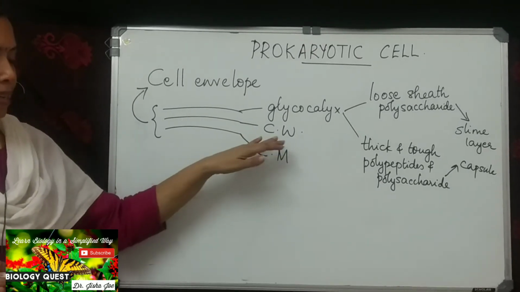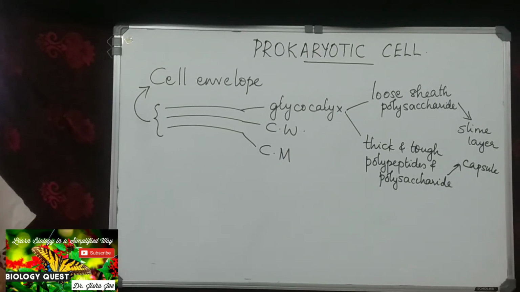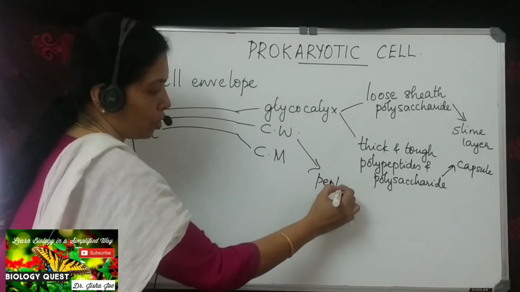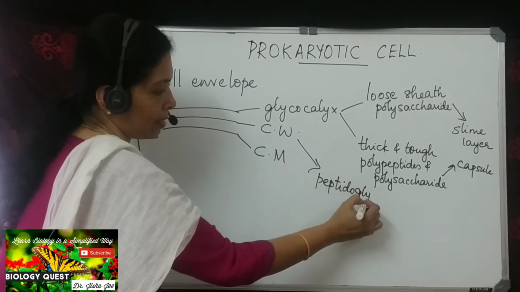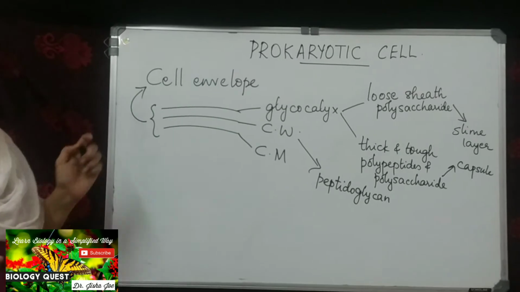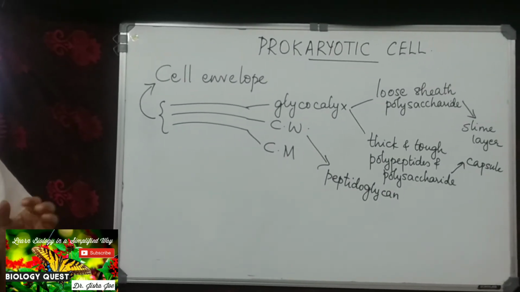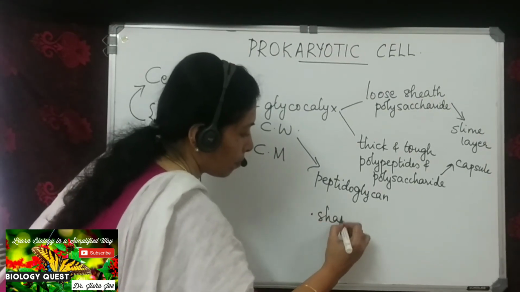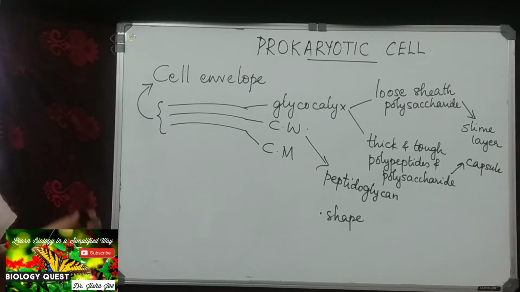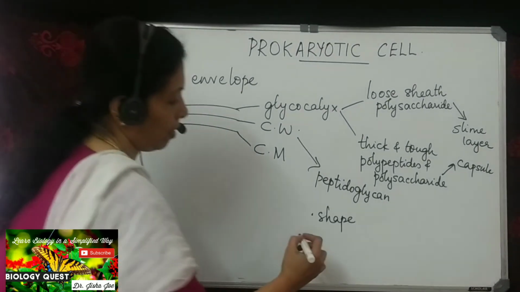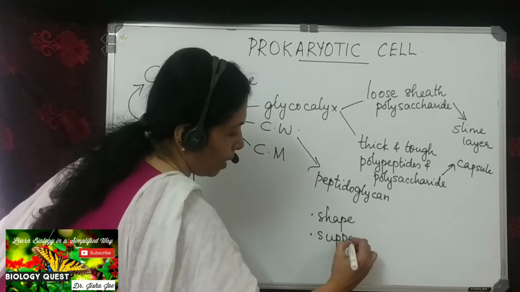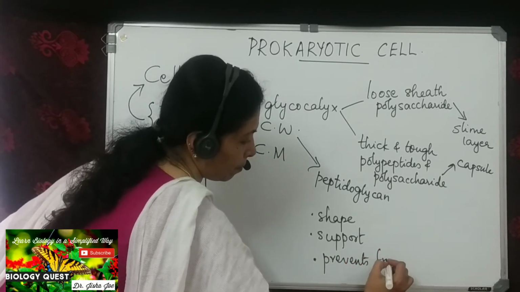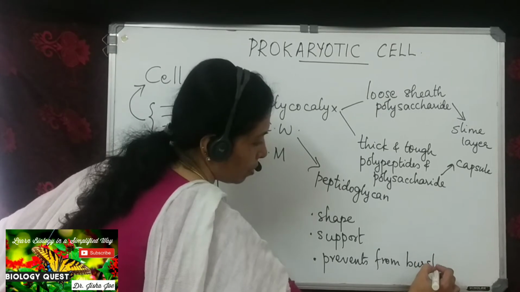Now, the next layer is the cell wall. The cell wall in bacteria is formed of peptidoglycan. What are the functions of the cell wall? The cell wall gives shape to the cell. It gives structural support to the cell. And it prevents the cell from bursting. So these are the functions of the cell wall.